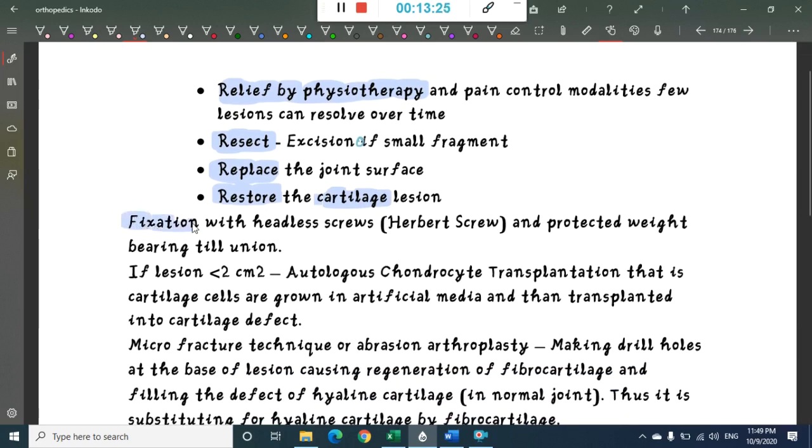Sometimes you will have to do fixation with headless screws or Herbert screws, and you can do weight bearing till union. If the lesion is less than 2 centimeters, then we can do autologous chondrocyte transplantation. Here the chondrocytes or cartilage cells are grown in an artificial media and then transplanted into the cartilaginous defect. So this is autologous chondrocyte transplantation.